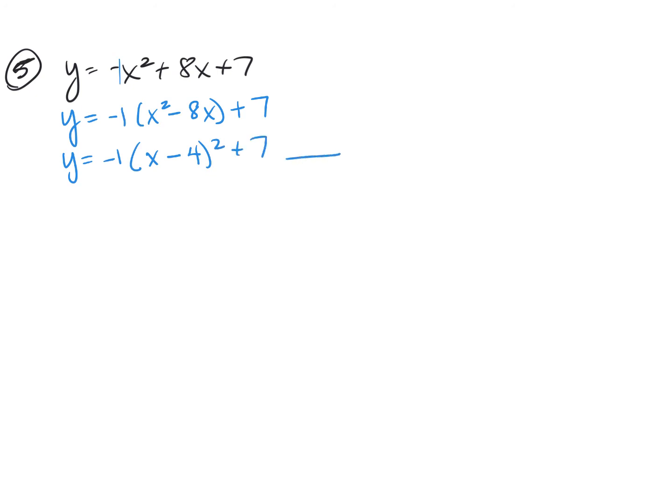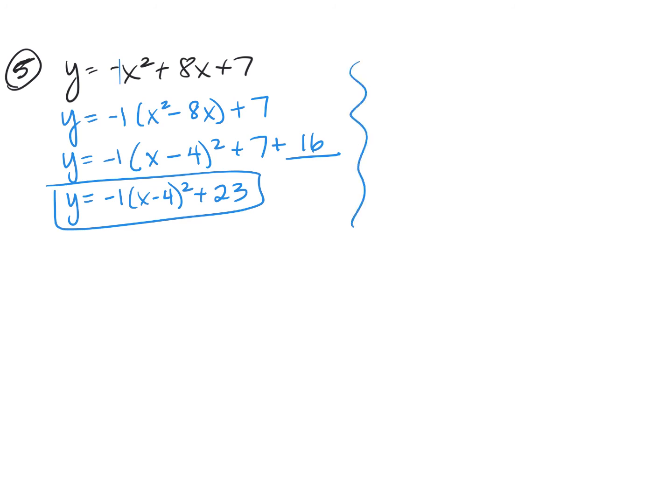Now, what am I going to do over here? Well, normally I would subtract, right? Let's see. Negative 4 squared is 16. 16 times negative 1 is negative 16. I need to do the opposite, so I'm going to add 16. So as I clean this up, I get negative 1, x minus 4 squared plus 23.